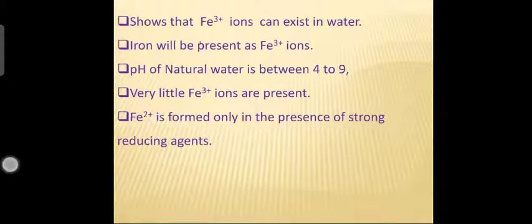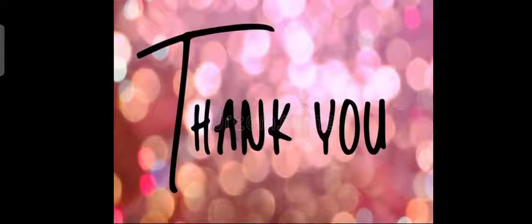Okay. Now, what is the summary of this diagram? It shows ferric ions can exist in water. Iron will be present as ferric ions. The pH of natural water is between 4 to 9. Okay. Very little ferric ions are present, and ferrous ions are formed only in the presence of strong reducing agents.